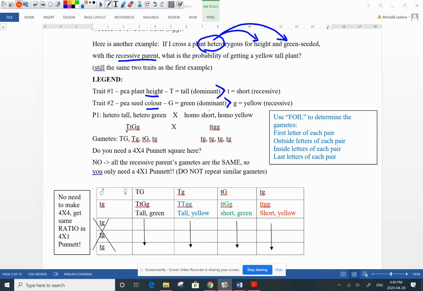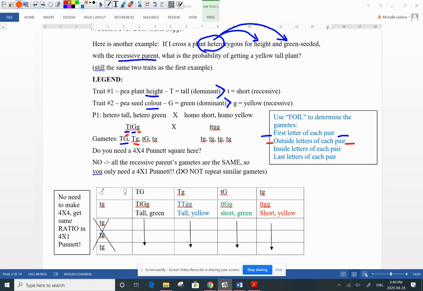Well, we're going to use FOIL again, and we're going to determine the gametes from each parent. So the first letter in each pair, so here's a pair of T's, big T. Then the first letter in the G pairings is the big G. So that's how we got our first gamete, big T, big G. And then the next thing we're going to do is look at the outside letters of each pairing. So the outside letters, there's our big T and a little g. That's how we got that gamete.